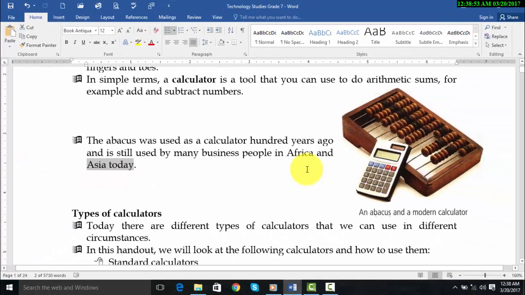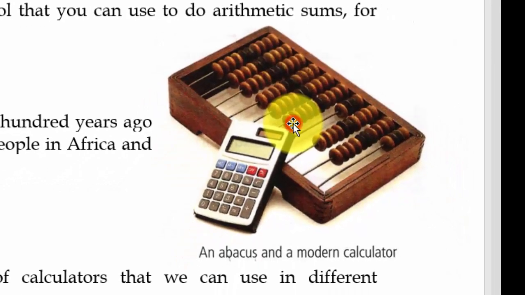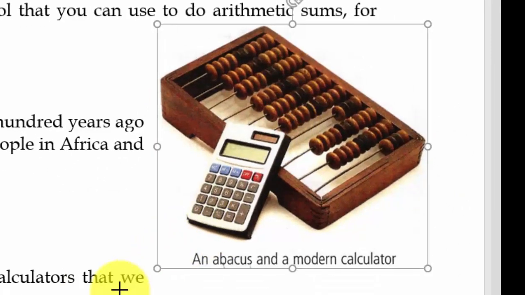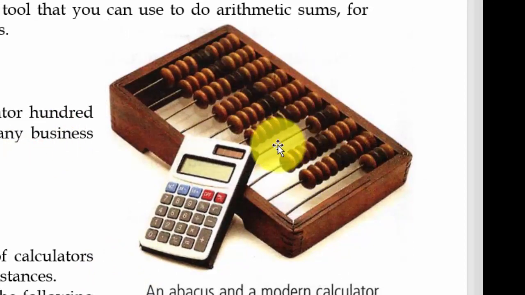Now for us to understand this part here, children, you look at the picture which we have just inserted here. This picture is showing us an abacus. This is what we call an abacus, and then we have what we call the modern calculator. So this abacus is the one which was used a long time ago, and up to now people are still using it. As you can see, it has beads which are inserted on the wires, and if we count here, 1 2 3 4 5 6 7 8 9 10. So we are saying there are 10 beads there.